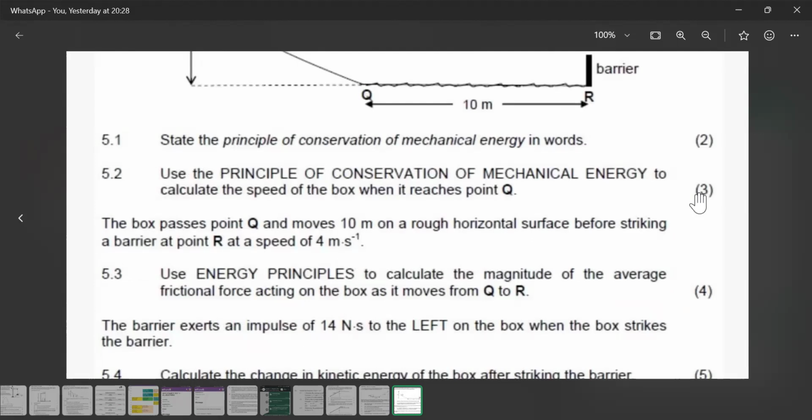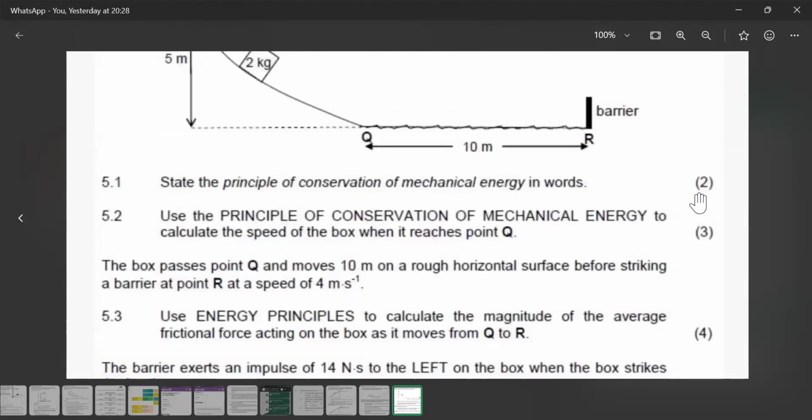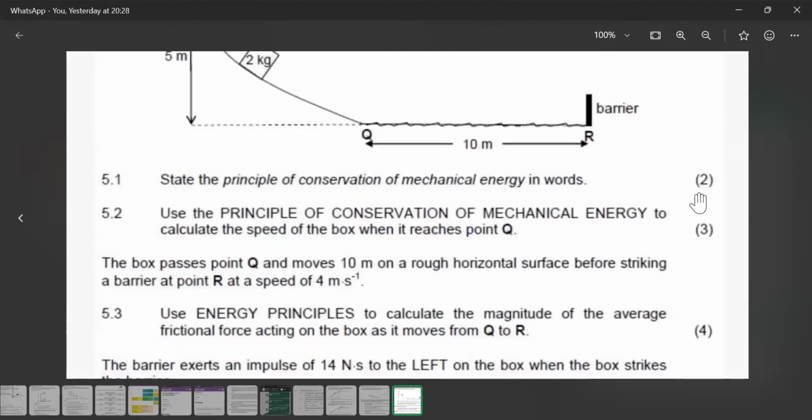So the question says, use energy principles to calculate the magnitude of the average frictional force acting on the box as it moves from Q to R. And of course, there's only one horizontal force acting on this box as it's moving between Q and R, and that is the frictional force.